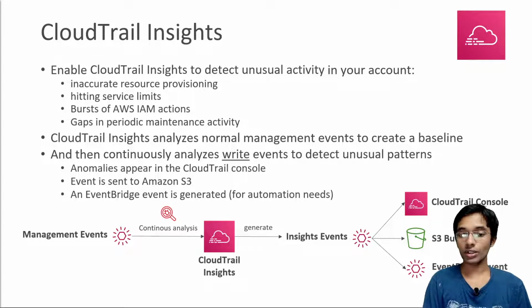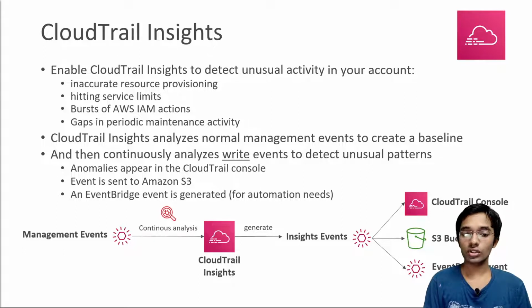It will analyze your events and try to detect unusual activity in your accounts, for example, inaccurate resource provisioning, hitting service limits, a burst of AWS IAM actions, or gaps in periodic maintenance activity. The way it works is that CloudTrail will analyze what normal management activity looks like to create a baseline, and then continuously analyze write-type events, whenever something is changed or tried to be changed, to detect unusual patterns. So the management events are continuously analyzed by CloudTrail Insights, which will generate insight events in case something is detected.